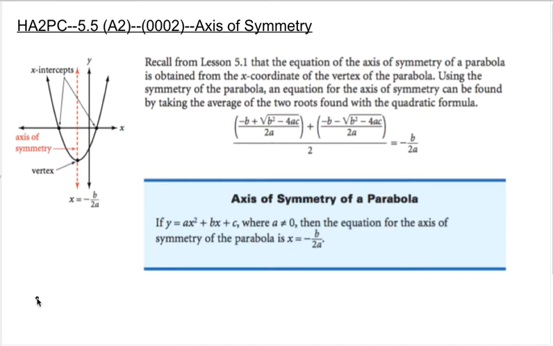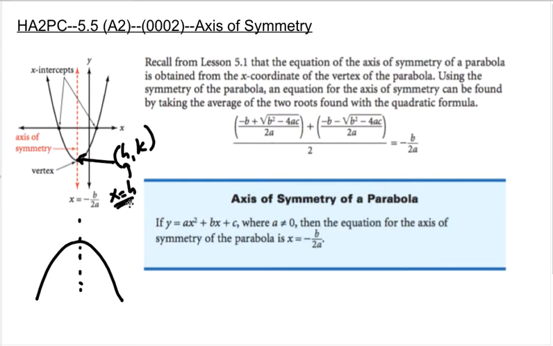And if the parabola is a frown, if it looks like this, there's an axis of symmetry right here, right? And ignore my inability to draw symmetric things. Okay, so we can find the equation of this axis of symmetry in a couple different ways. So remember, it is the x-coordinate of the vertex, right? So the vertex is usually written as h comma k. Well, we've seen that the axis of symmetry is x equals h, the x-coordinate of the vertex.